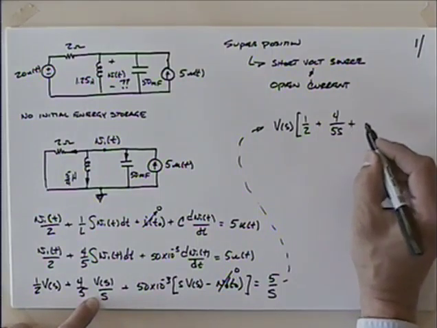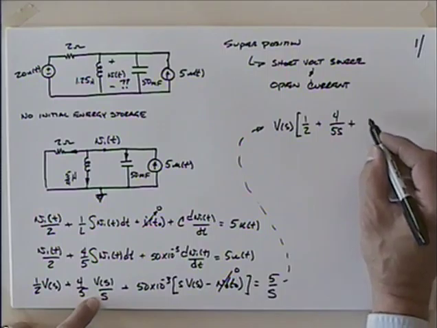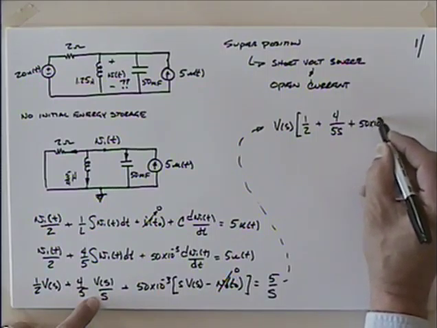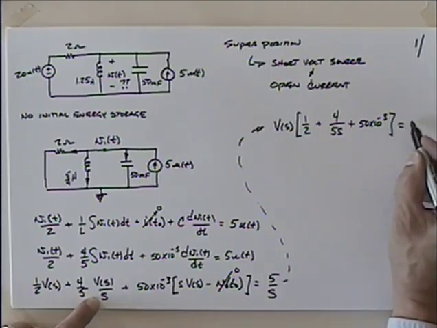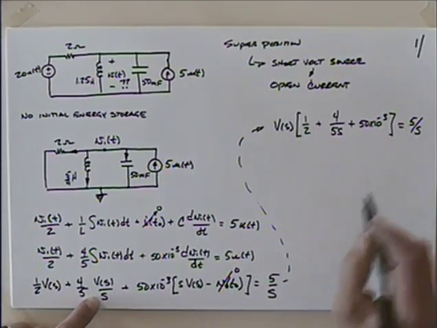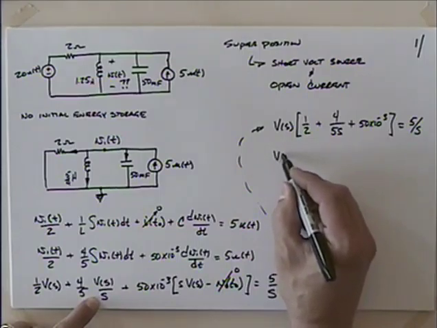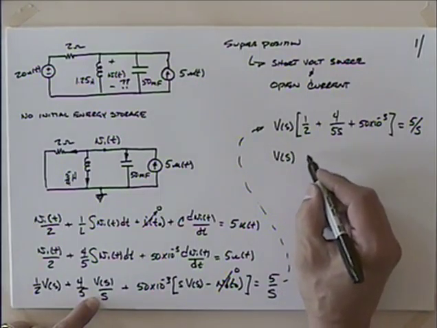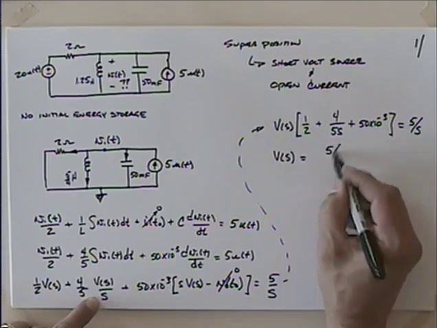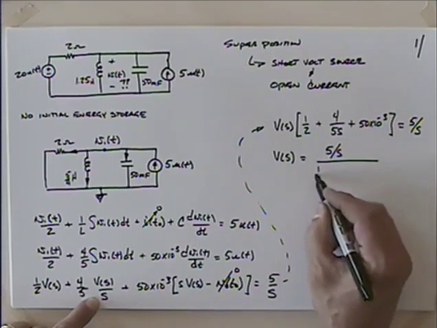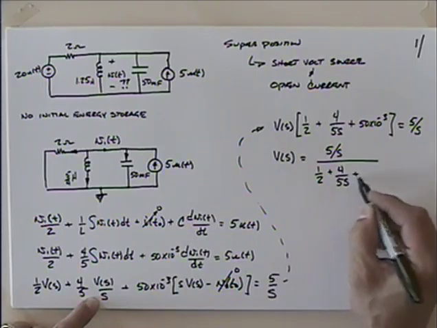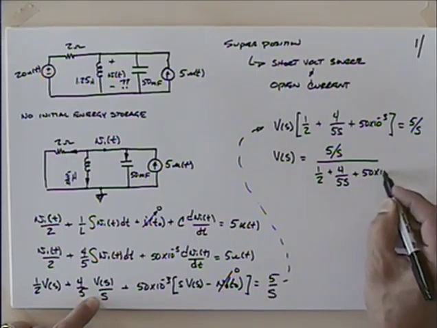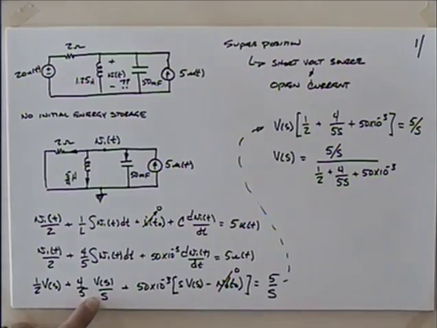plus 50 times 10 to the minus 3. Anything else? No. That's equal to 5 over S. So I could say then, solving for v in the S domain, that I have 5 over S divided by 1/2 plus 4 over 5s plus 50 times 10 to the minus 3. And you've been down this road many times. Yes?